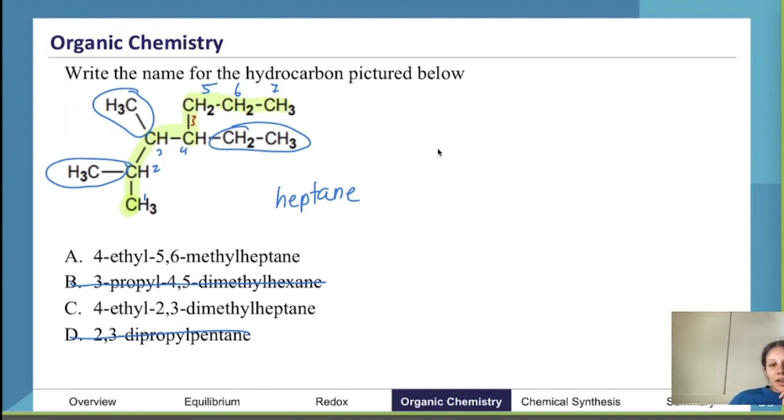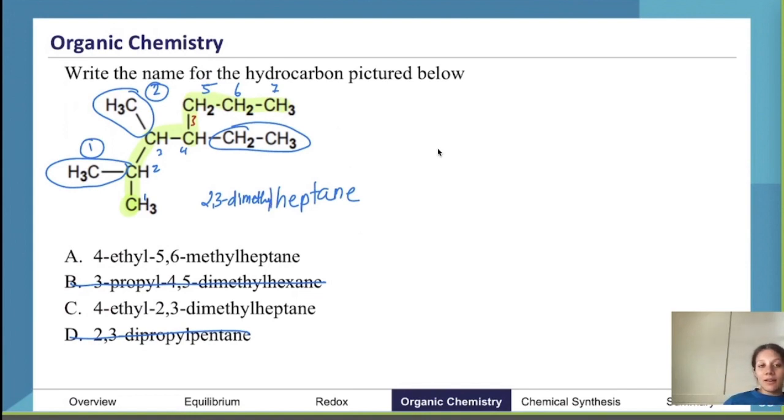Now we want to just think about naming our branches. On 2, we have a methyl group because it's just 1 carbon. And then on 3, we also have a methyl group. So then we can say we have 2,3-dimethyl. It's important to put the di to indicate that we have 2 of the methyl branches.